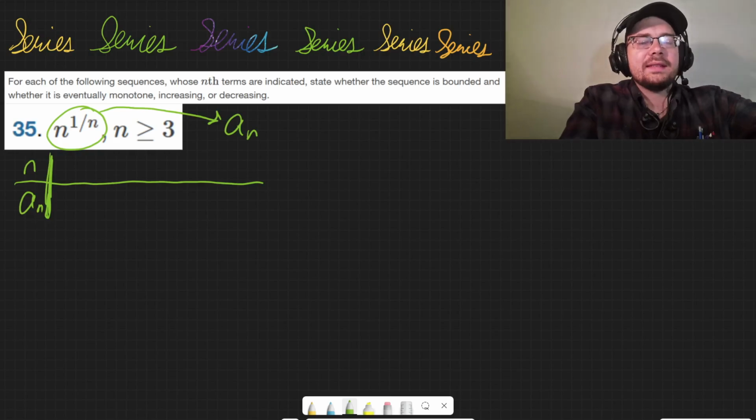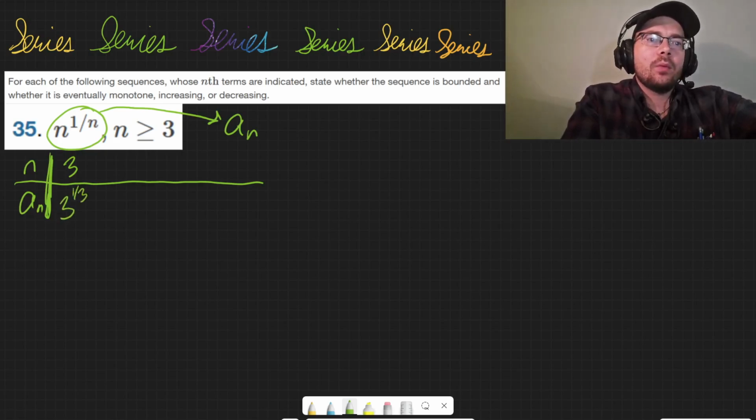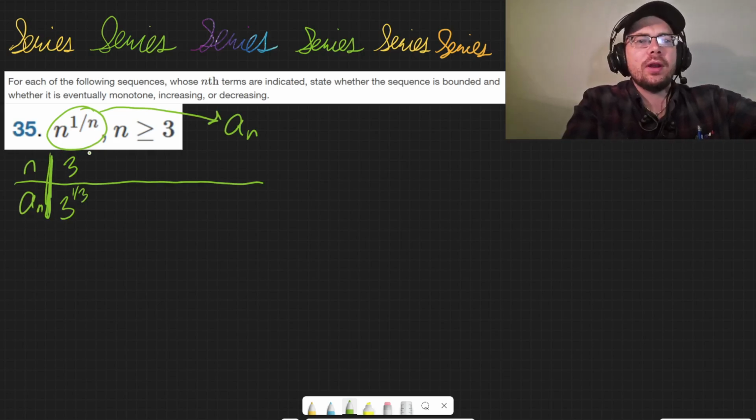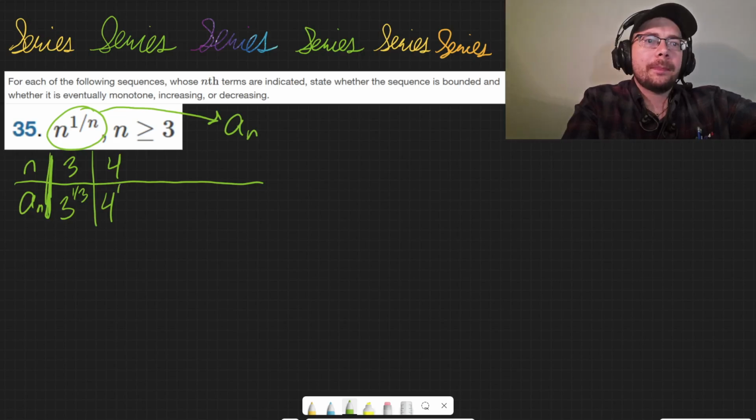In A sub n, n is starting at 3. So then that would be 3 to the 1/3 power, which is the cube root of 3. Most of these numbers I am not going to know, but it is what it is. So for 4, that would be 4 to the 1 over 4 power.